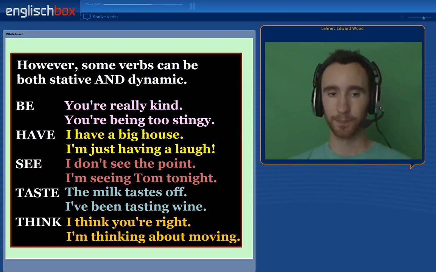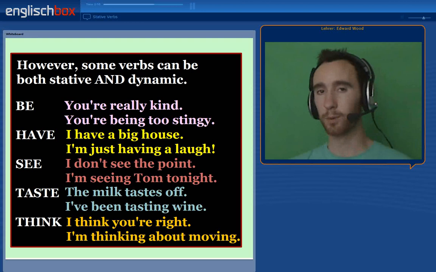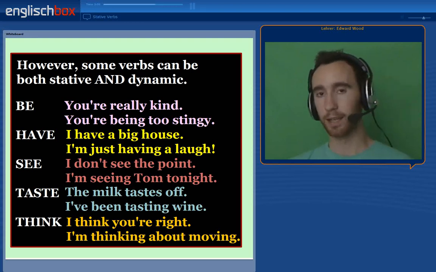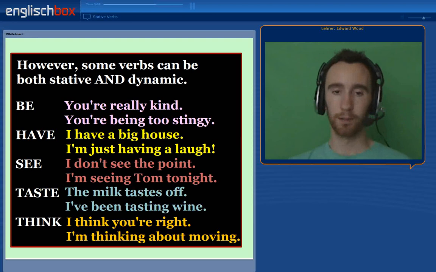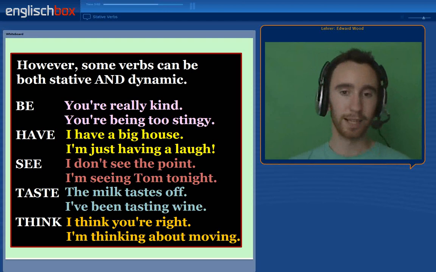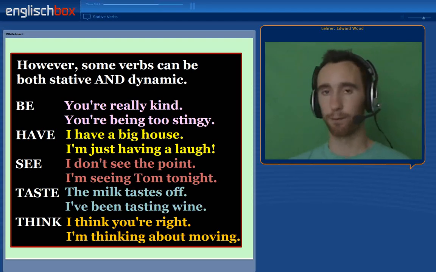To see, I don't see the point. This is see in the sense of to understand. With sensations, it's normally used with can. I can see something. But if it's used in the meaning of to meet someone, we can use it in the continuous. I'm seeing Tom tonight. To taste, the milk tastes off.